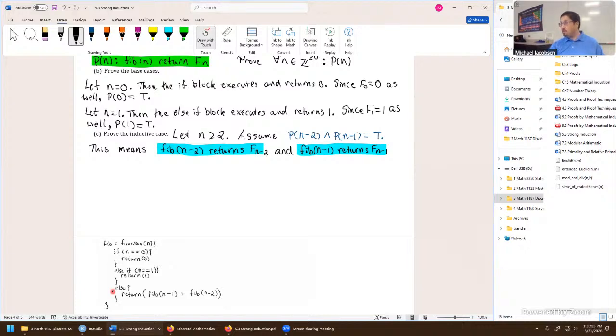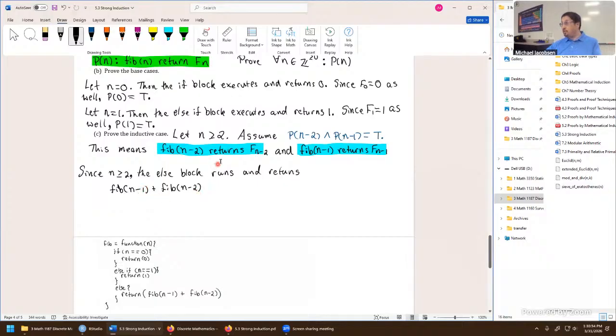So let's save that down on paper. Since n is greater than or equal to 2, the else block runs and returns this whole expression down here. So it returns fib at n minus 1 plus fib at n minus 2. So these are two new function calls that have to run at this point.